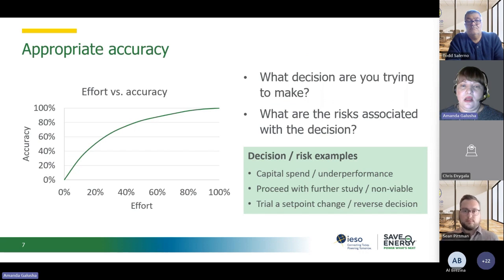To talk a little bit more on that first step of assessing available data, part of that assessment might include a measure of the effort you need to put into your data versus the accuracy you need to require.